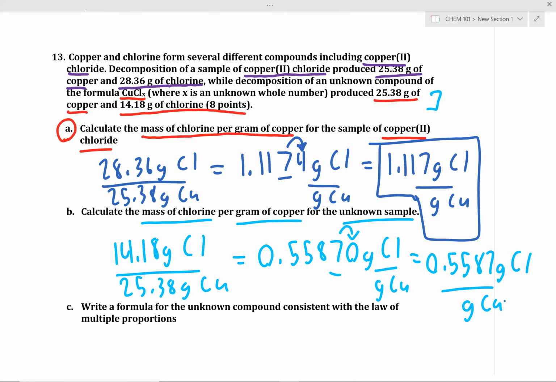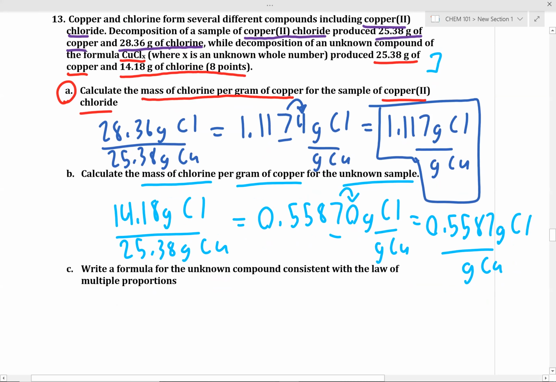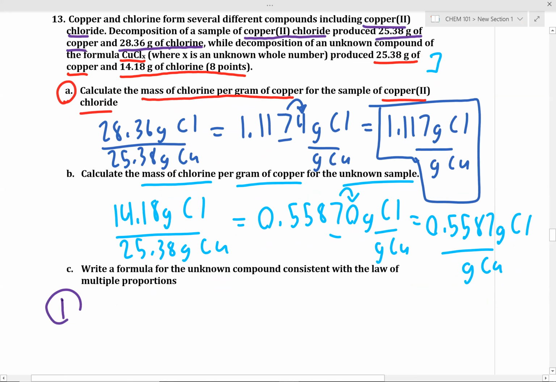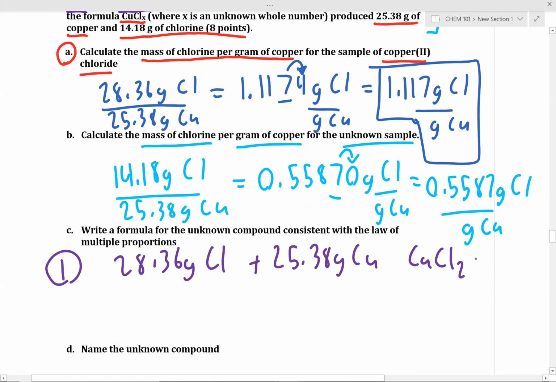Okay. Now we're really into the meat of this problem, and the reason why I had you write this out is we can very quickly identify our fixed mass and our variable mass elements. So let's highlight what's going on in this problem. In our first case, we have 28.36 grams of chlorine and 25.38 grams of copper, and this corresponds to a formula of CuCl2, or copper 2 chloride. Does that make sense?